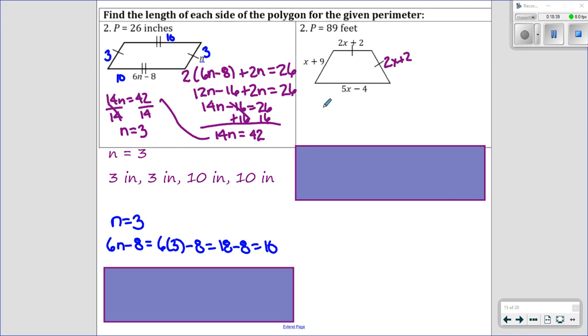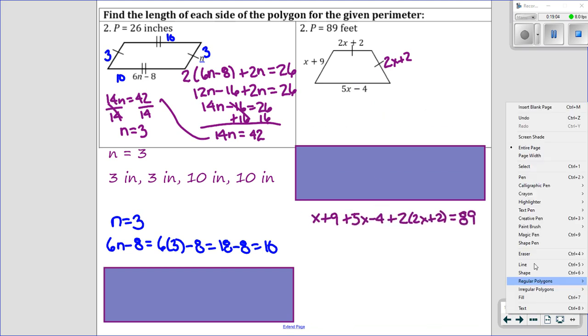So now, you're going to write it out. So 9x plus 9 plus 5x minus 4 plus 2 times 2x plus 2, because you got 2 of them, equals 89. So now I'm going to take that and I'm going to do the work. I'll do it down here.